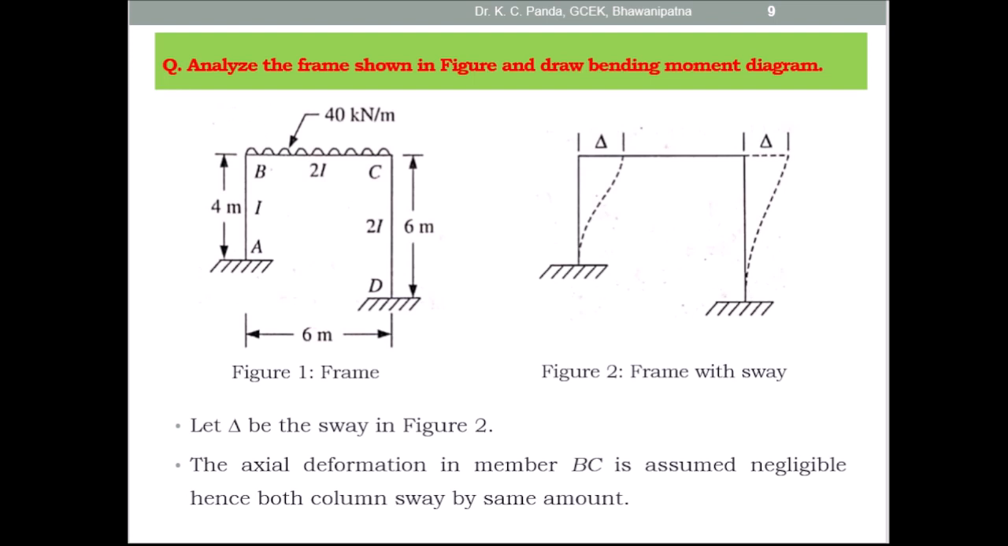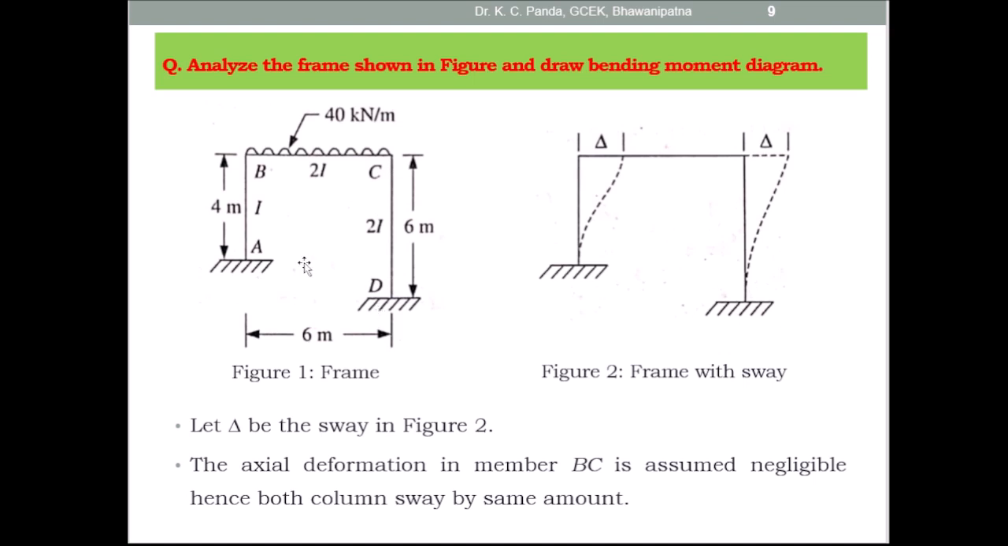Then coming to the example: analyze the frame shown in the figure and draw the bending moment diagram. So this is the frame. This is a sway frame due to the asymmetry of the geometry, because here the height of the vertical member AB is given as 4 meters and the height of the vertical member CD is given as 6 meters. From the properties of the members, this is I, and BC is 2I and CD is 2I.